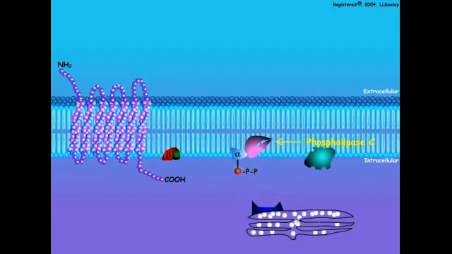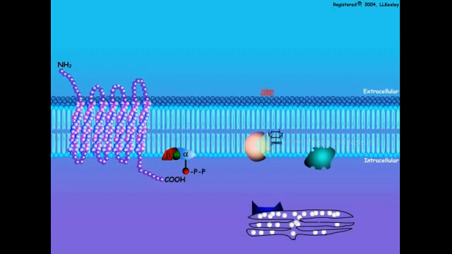Energy captured from the hydrolysis of the terminal phosphate of guanosine triphosphate is transferred through the alpha subunit to activate the phospholipase C. The process of activating the phospholipase C converts the guanosine triphosphate back to guanosine diphosphate, and the alpha subunit rejoins the beta and gamma subunits to reform the inactive G protein.